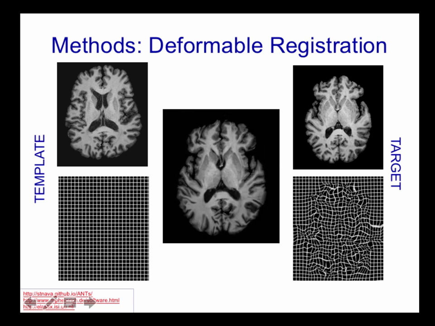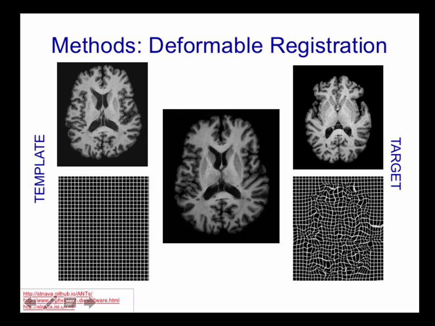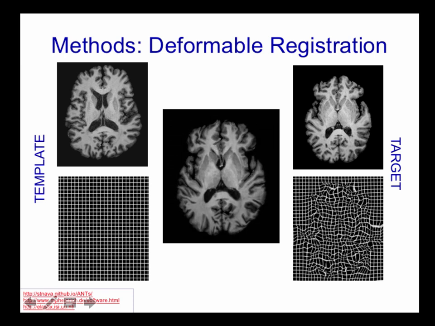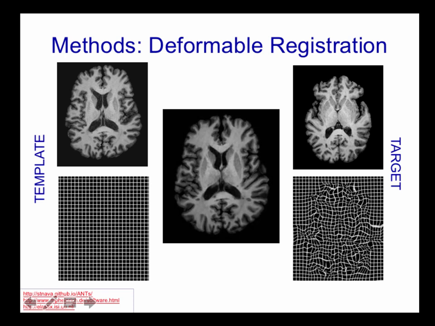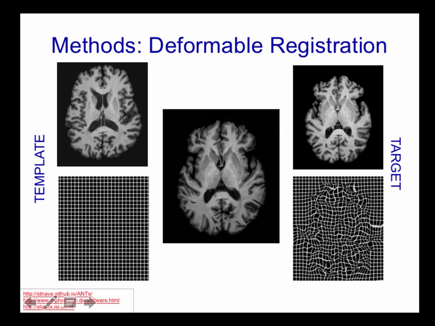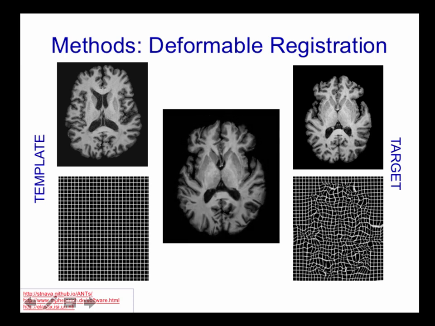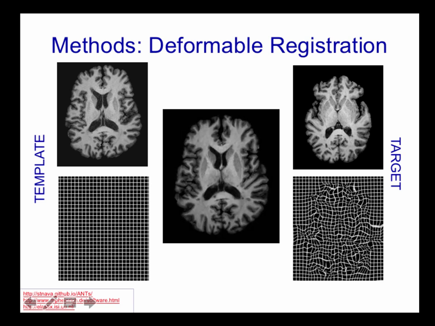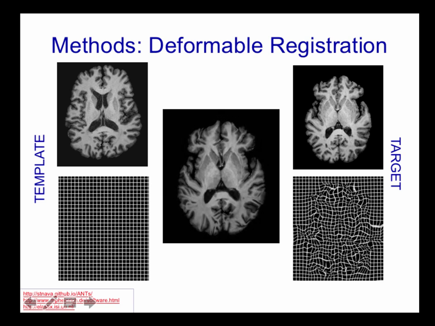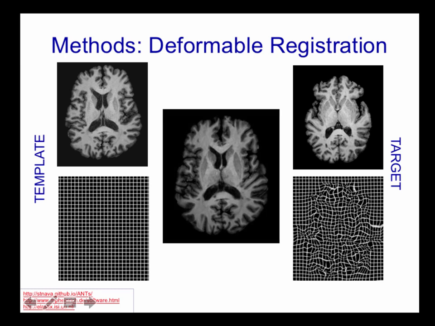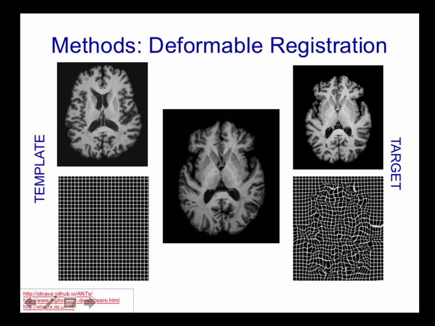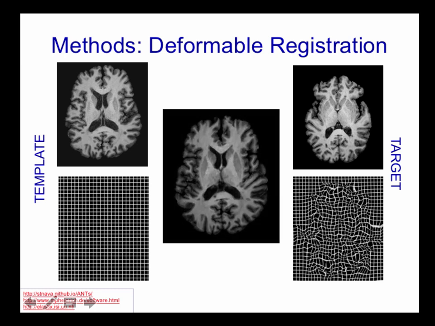We have an image that we're trying to deform to a target image. And you can see what happens as we apply one of these deformable registration algorithms. It basically contorts the image until it fits into the target. And if you put this original image into some sort of grid, you can see what's happening to the image by looking at the deformation of that grid shown here.